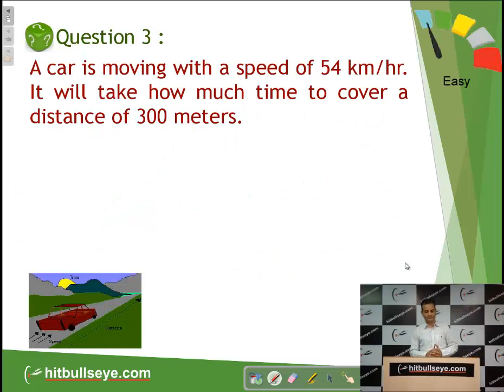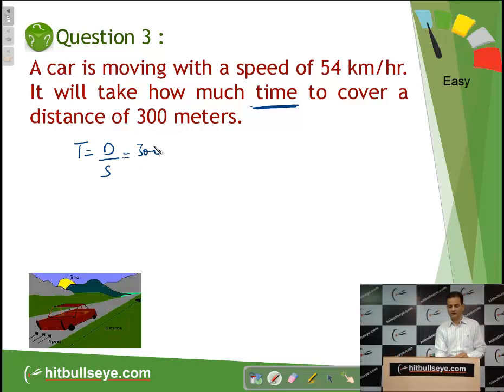Question number 3. A car is moving with a speed of 54 km per hour. How much time will it take to cover a distance of 300 meter? Now what is the examiner asking? Time. And as we are already aware, time is equal to distance by speed. What is time, students? Distance divided by speed is the time. And what is the distance given? 300 meter. And what is the speed given? 54 km per hour. This is 300 meter and this is 54 km per hour.